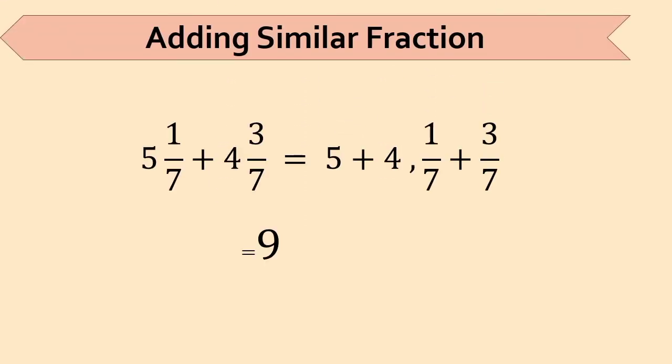Our last example is adding similar fraction, which is mixed fraction. So we have 5 and 1 over 7 plus 4 and 3 over 7. So the first step is add the whole numbers. So 5 plus 4 equals 9. And then the next thing to do is to add the fractions. So 1 over 7 plus 3 over 7. So 1 plus 3 equals 4. And our denominator is 7. So our answer is 9 and 4 over 7.